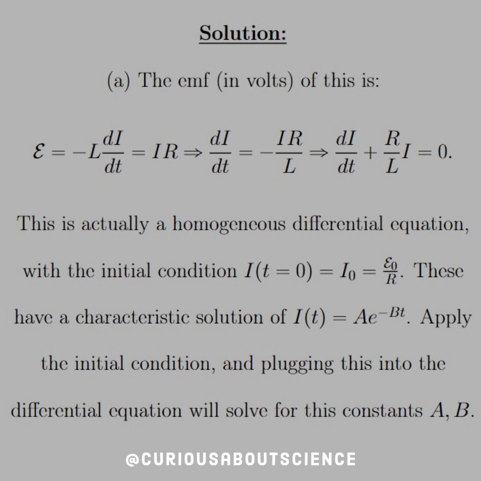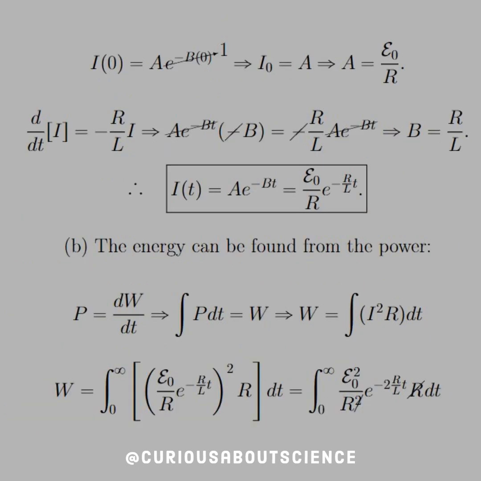So if we apply this initial condition and plug it into the differential equation, we can solve for the constants A and B. We've done this 1,000 times. It's just an initial value problem. The hard part is setting it up. So we have I at t equals 0. We plug in 0 for t. We see that A e to the negative b times 0, and e to the 0 goes to 1, thus implying that I0 equals A, and again we see that I0 was equal to E0, the EMF, over R, so we have one constant done.